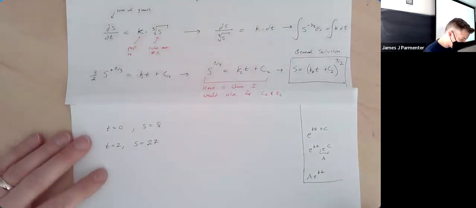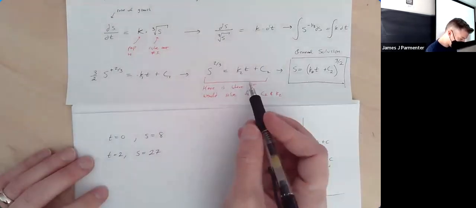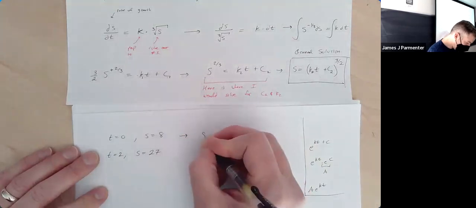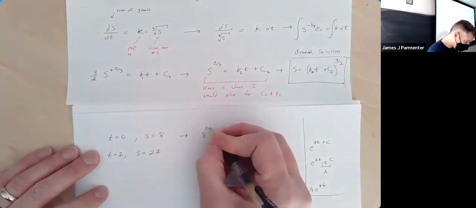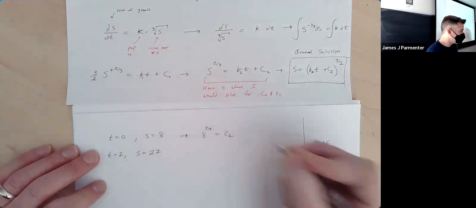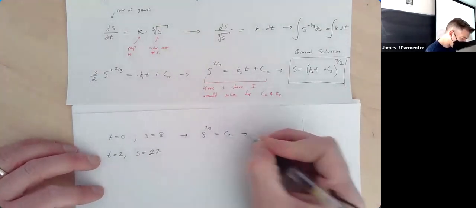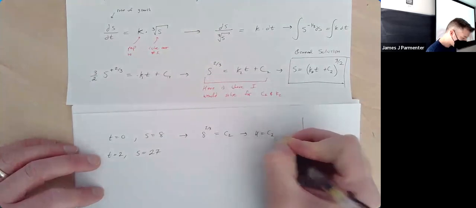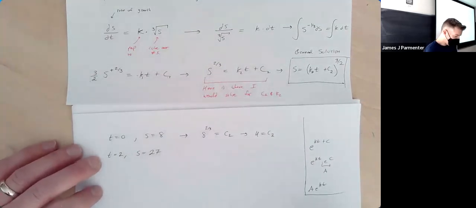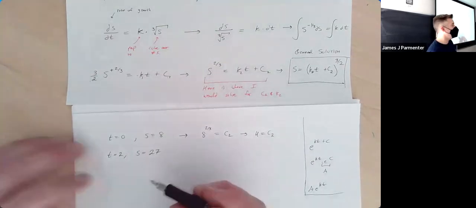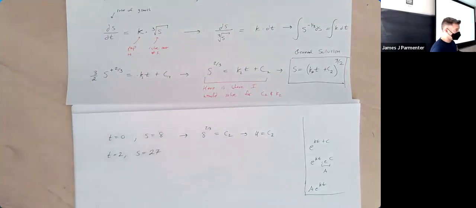So doing it here, by plugging in t equals 0, I'm going to get s equals 8, so 8 to the 2/3 equals C2. Great, so that means C2 is going to be 4. And then plugging in the other one. Usually if you have a choice, plug in the one where something is 0 first. It's usually going to make it easy to solve for one of them.